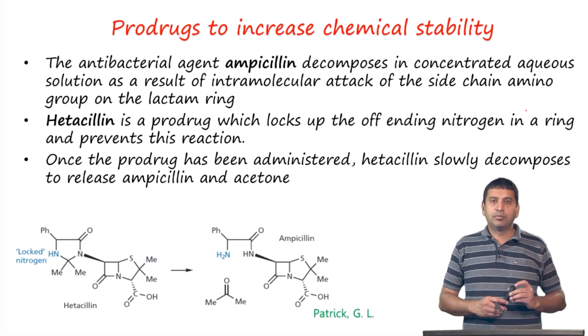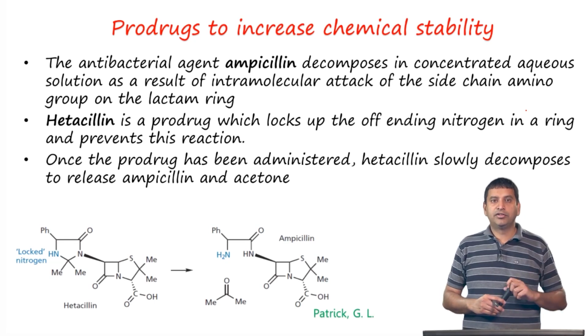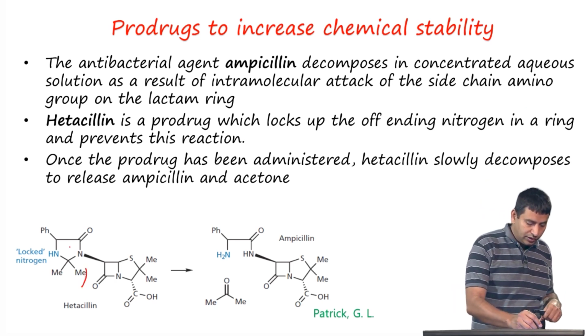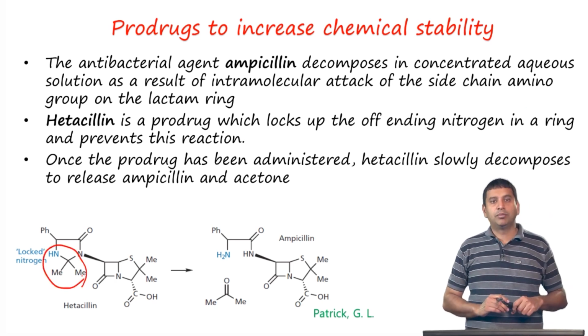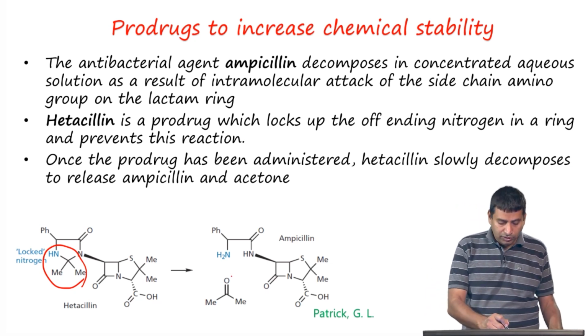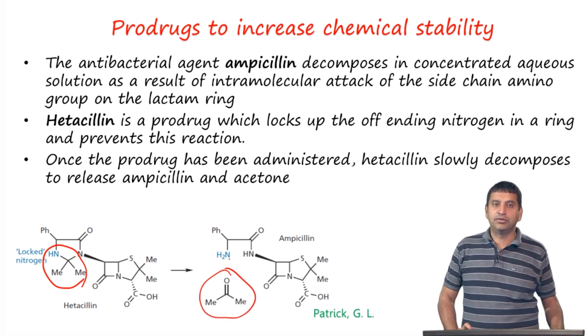There are examples of prodrugs which will increase the chemical stability. For example, ampicillin, which is shown below, decomposes in concentrated aqueous solution because of the intramolecular attack of the side chain. Okay. In order to avoid this, what we do is convert this into a locked nitrogen form. So, here is the prodrug form, which decomposes to give you acetone and the active ampicillin.